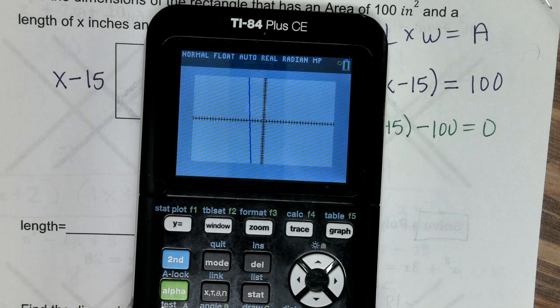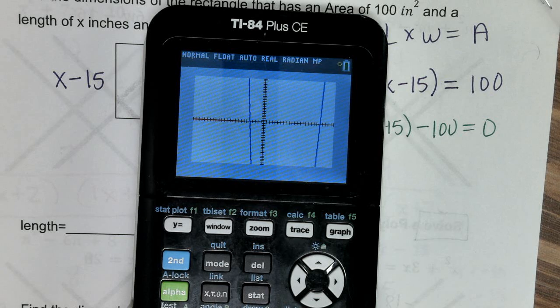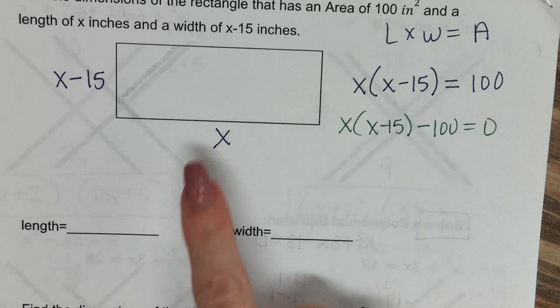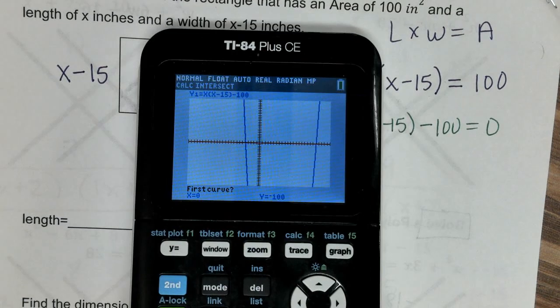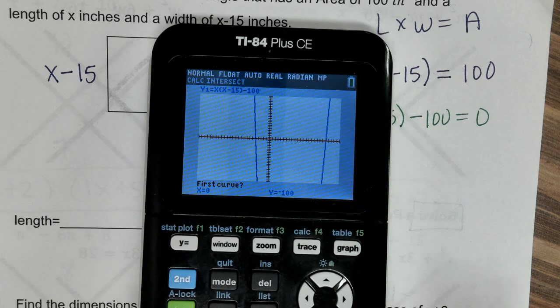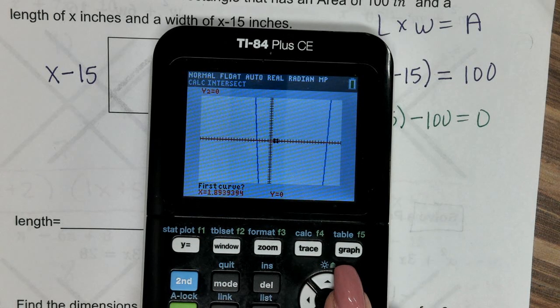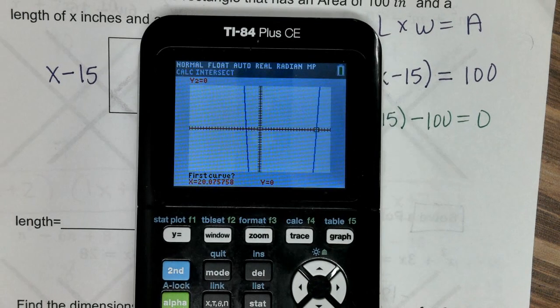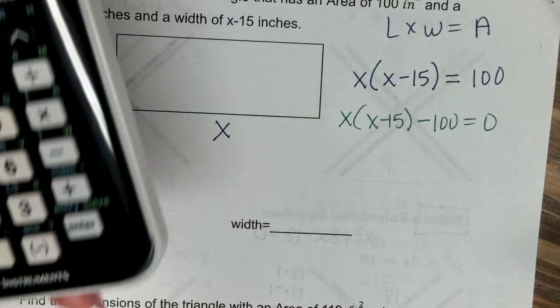Now, how many intersections are there going to be? 2. But how? 1. I only want 1. So which answer would I use? What they need. Say it. The positive. Why? What are we looking at here? Measurement. Can you have a negative measurement? No. So it's going to be this positive number. So all you got to do is move your cursor close to that positive answer. And the answer is? So x equals 20.